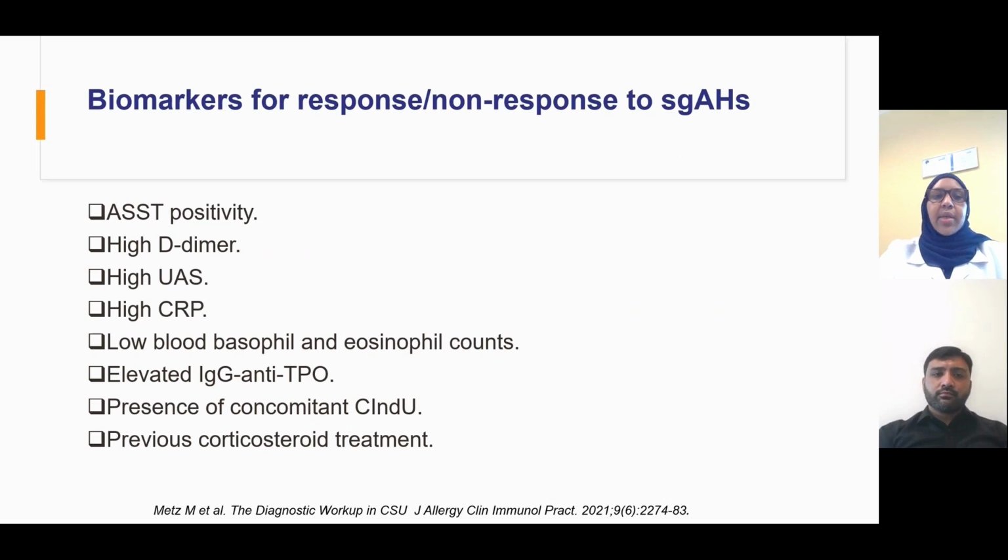For second-generation antihistamine, these biomarkers were found to be linked with poor response to antihistamine, like autologous serum skin test positivity, high D-dimer, high disease activity measured by Urticaria Activity Score, high CRP and low blood basophil and eosinophil, elevated IgG anti-TPO, which all have been linked to type 2B autoimmune CSU. Also, presence of concomitant inducible urticaria and previous steroid treatment is found to be linked with poor response to antihistamine.